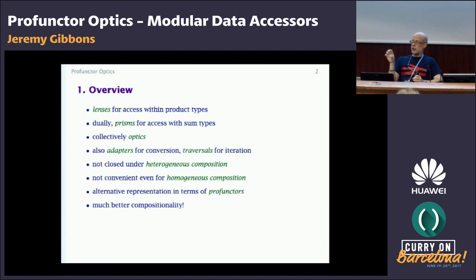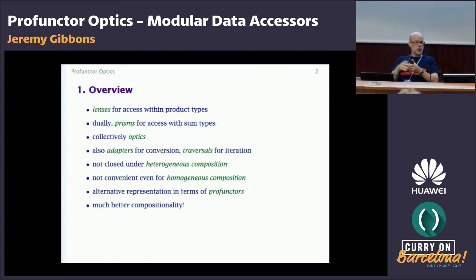They do compose homogeneously, but only in a clunky way. So I'm going to fix both of those problems by showing you a different representation. And this representation is in terms of these things called profunctors, which are rather cool. It's a very slick presentation, and it will allow us to compose lenses easily with other lenses, and more importantly, to compose lenses with prisms and lenses with traversals and adapters with prisms and so on. So you'll get much better compositionality of these data access mechanisms.